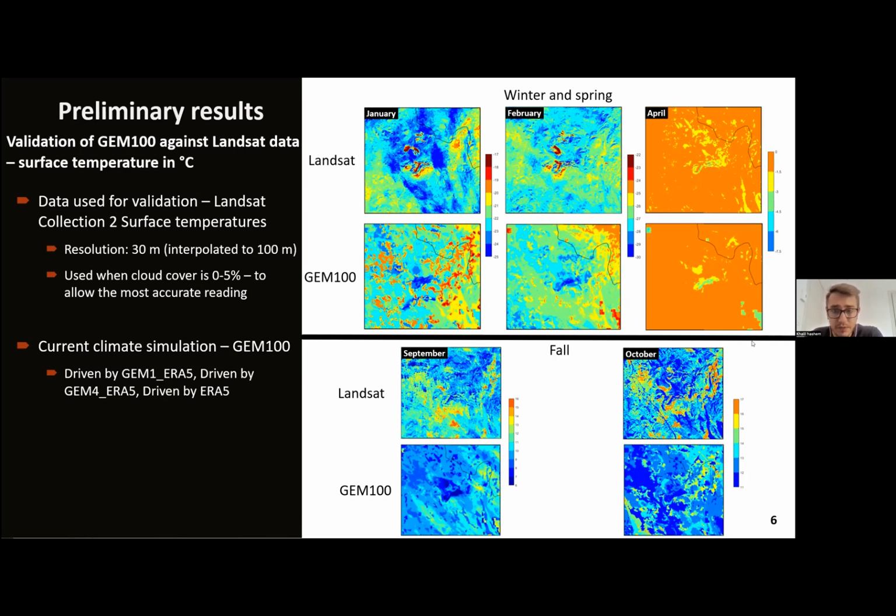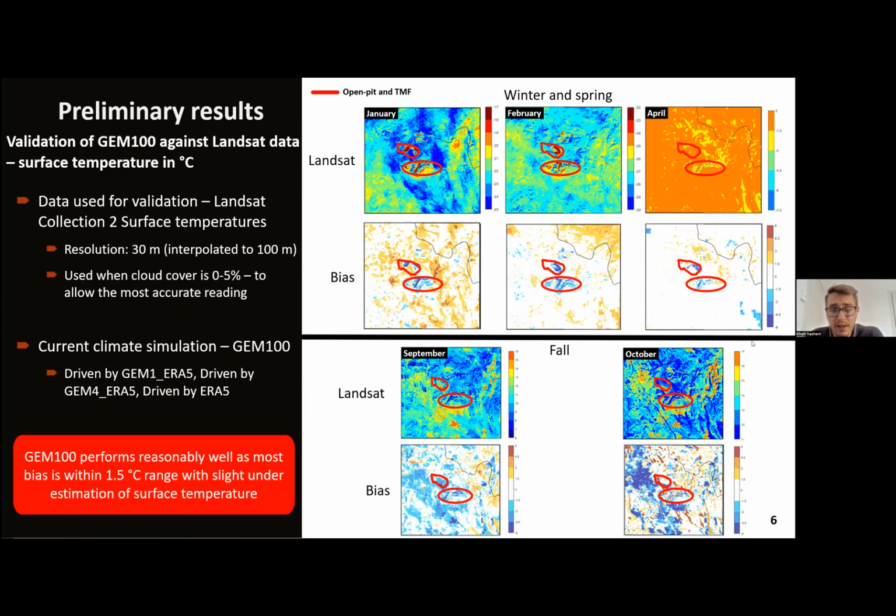The data shown in the figures represent the winter, fall, and spring seasons. Also, it is worth mentioning that the Landsat data used was filtered to include cloud cover only between 0 and 5% to avoid invalid data due to clouds. As we can see from the results, the mine and the tailing management facility are both resolved in the Landsat and GEM 100 outputs.